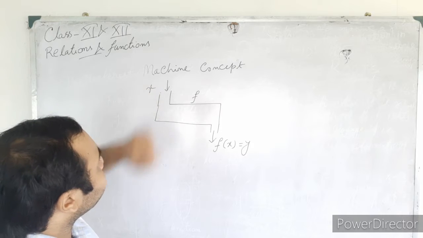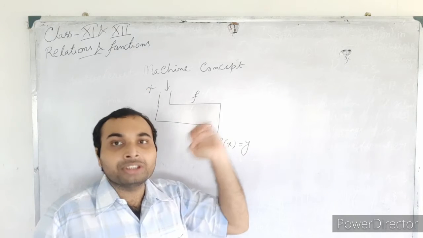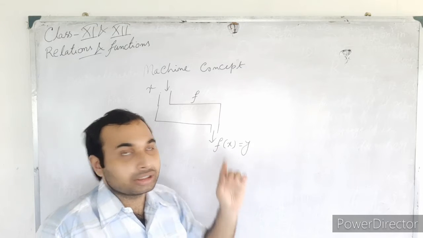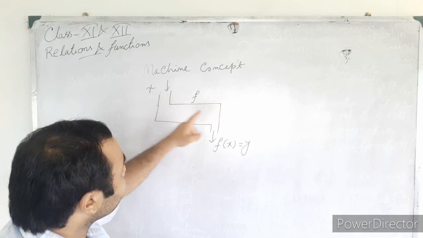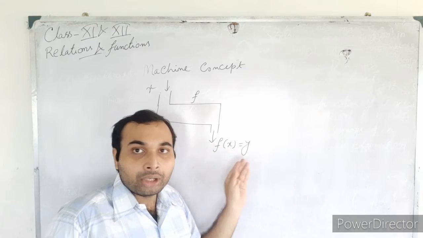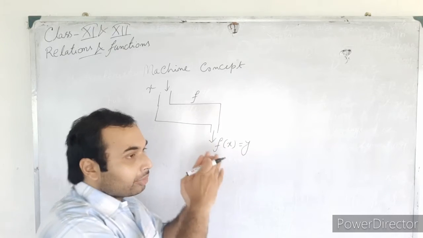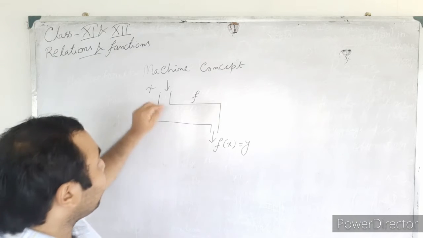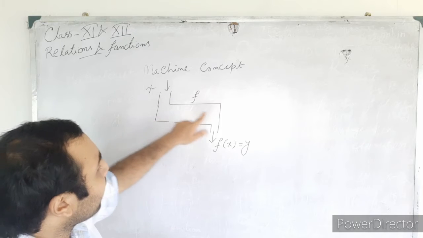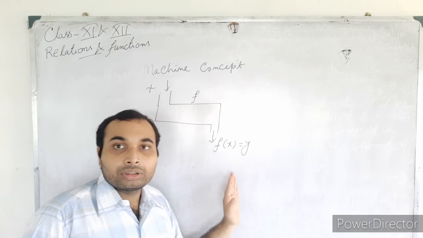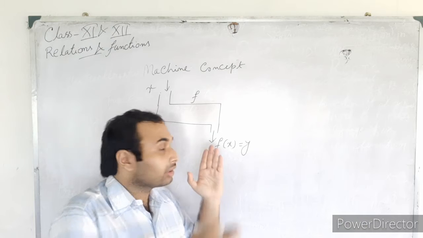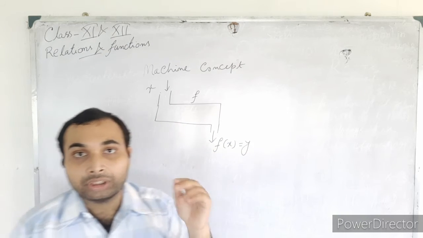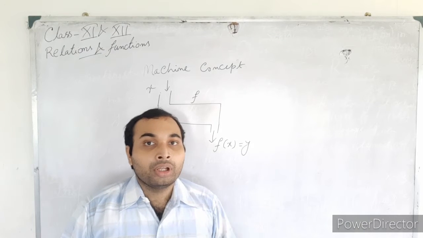Now each and every input has an output, that is the definite case. Each and every input will have one output. That output can be the same or different, that doesn't matter, but each and every input will have one output. This follows the main concept of the function that I told you in the previous video.